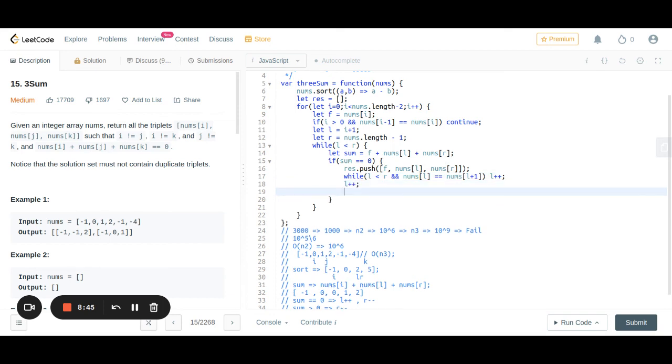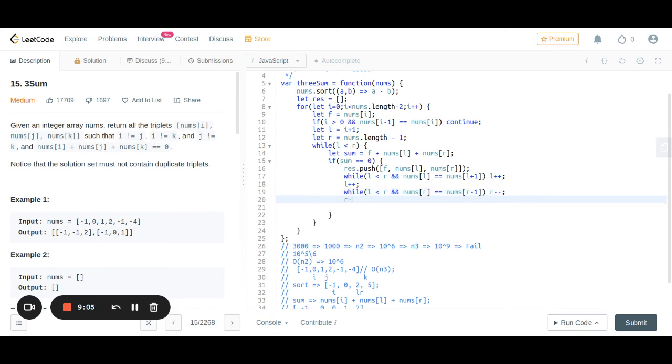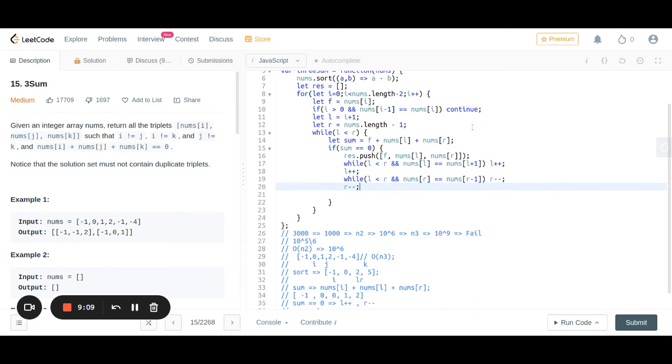Now while left is less than right, similarly for right, while nums of right is equal to nums of right minus 1, what we are going to do is right minus minus. And since the loop only executes until they are equal, we have to do one more right minus minus and left plus plus. Okay, so this condition is done.